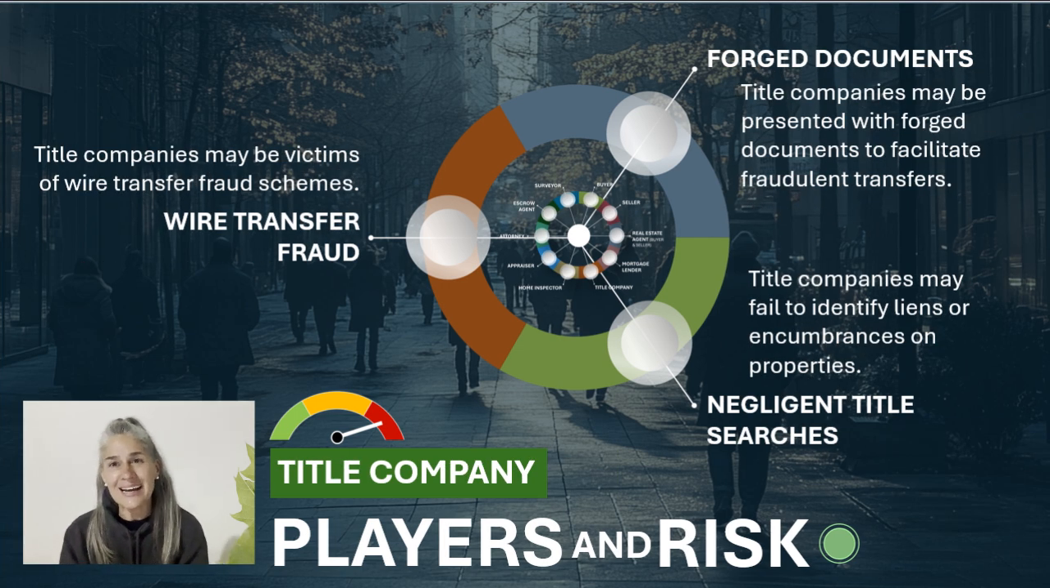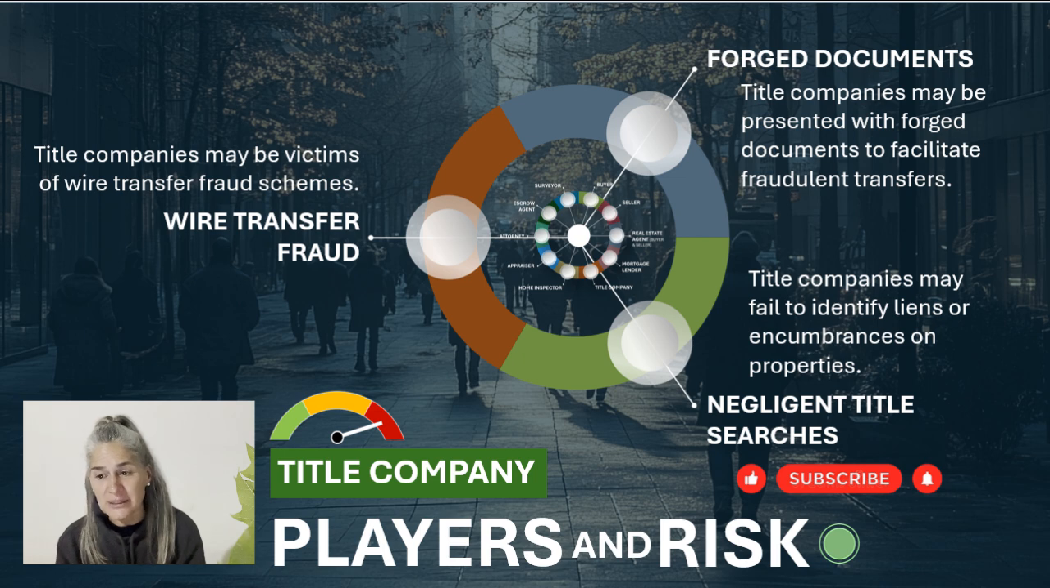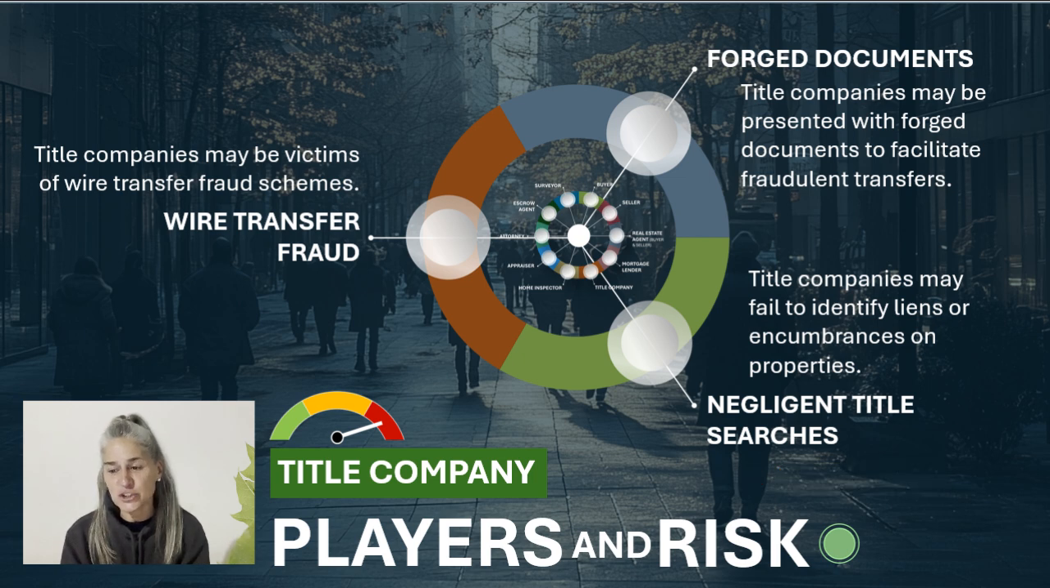Why would we see high risk with a title company? Due to instances of wire transfer fraud. Title companies may be victims of wire transfer fraud schemes. We may also see forged documents, where title companies may be presented with forged documents to facilitate fraudulent transfers. And we may see potential instances of negligent title searches, where title companies may fail to identify liens or encumbrances on properties.